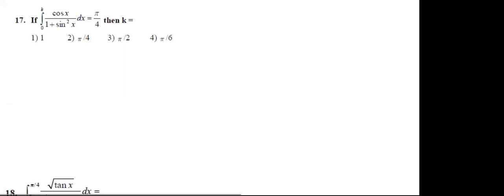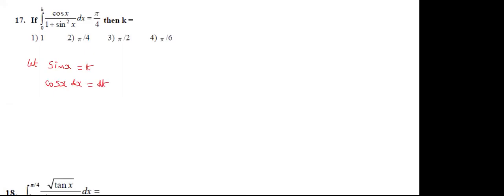Students see the question number 17. Integration 0 to k cos x divided by 1 plus sine square x dx is equal to pi by 4. Then k is equal to, they're asking k value. So here, do one thing, let take that sine x is equal to t. Sine x is equal to t. Derivative of sine x, cos x dx, that is equal to dt.